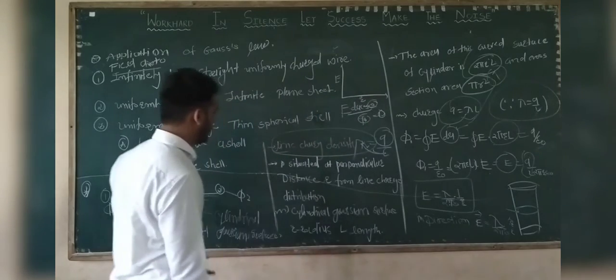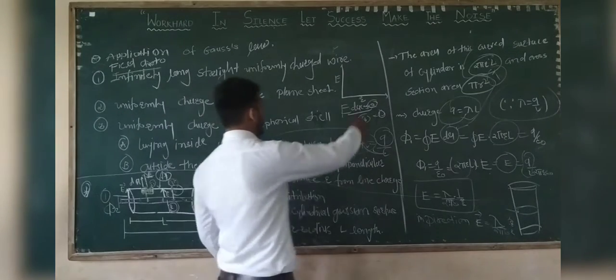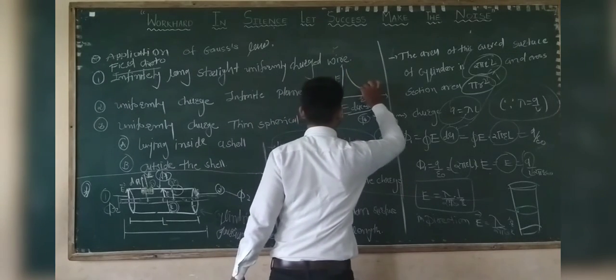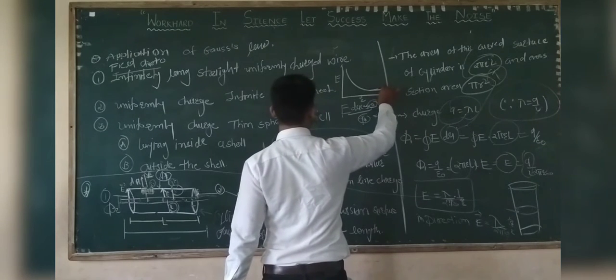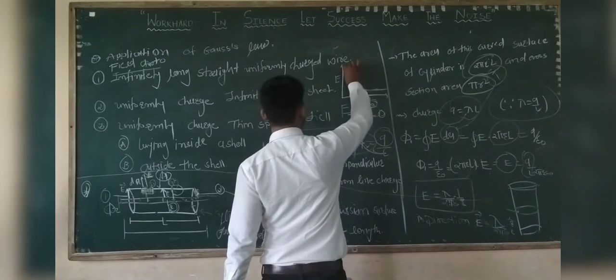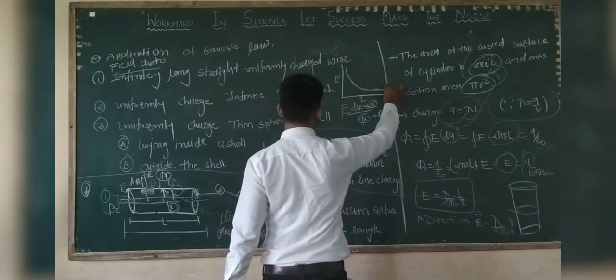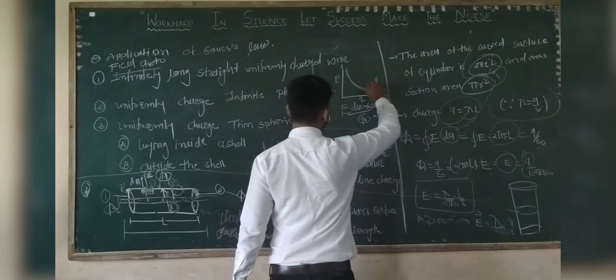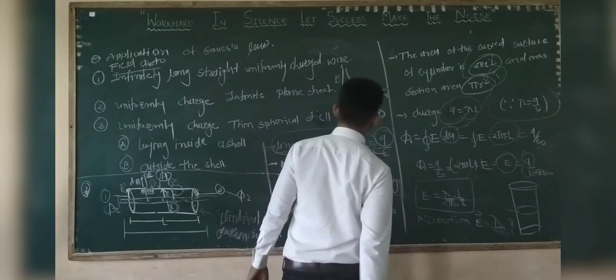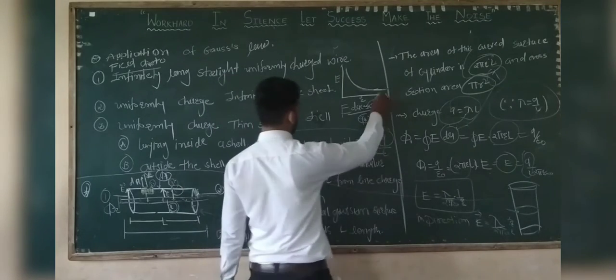Here r is our radius. So what can we say? If r is increased, then our electric field is going to decrease. Whenever r is increased, the electric field will decrease. It is inversely proportional to that. So as r increases, the electric field decreases.